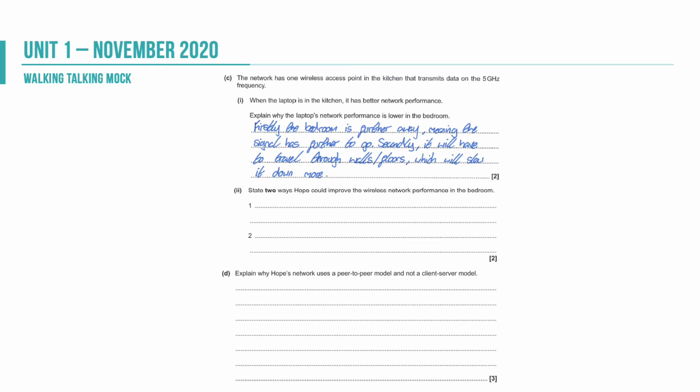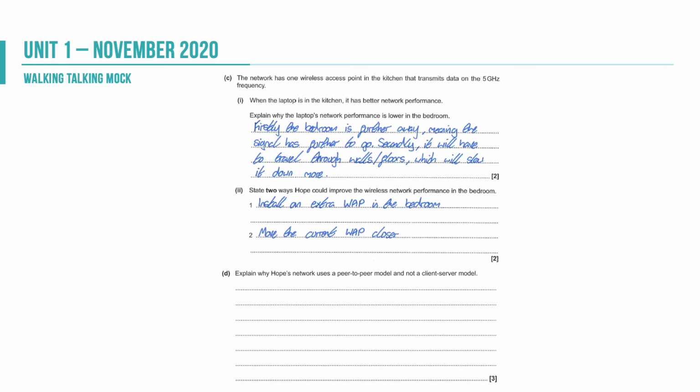The same applies for the second part of this question. State 2 ways that she can improve wireless performance. You could get into detail about changing to 2.4 GHz, but you really don't need to. 2 things to do here. Install an extra wireless access point in the bedroom, or move the current wireless access point closer to the bedroom. Both of those are going to get you the 2 marks that you need within this question.